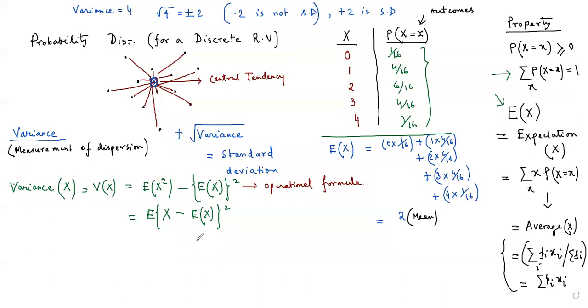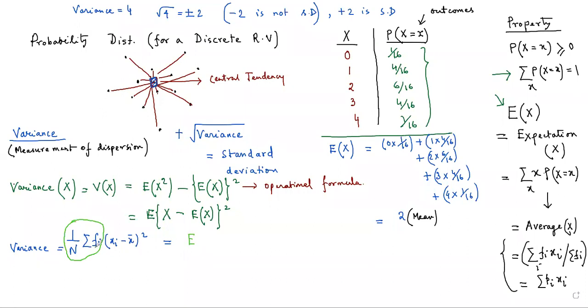For a frequency distribution, variance is actually calculated by the formula summation Fi into (Xi minus X bar) whole square, divided by total frequency. If you can recall, this was the actual formula of variance. From a pedagogical point of view, suppose I consider this quantity as my operator capital E.